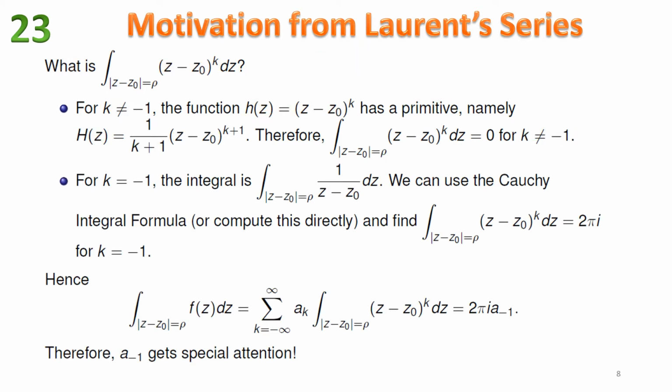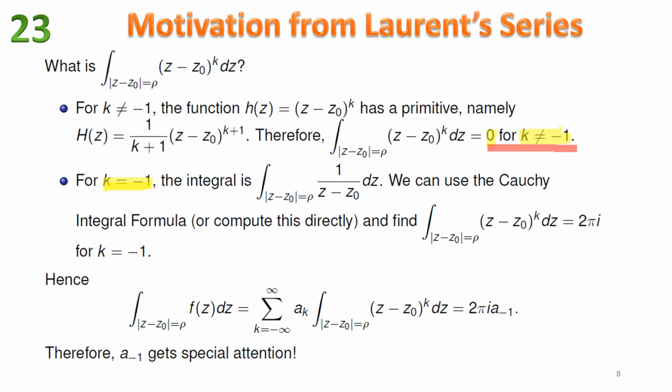Now we shall discuss the most interesting case in this example, that is when k is equal to minus 1. For all values of k not equal to minus 1, this integration has zero value. Mind this, it is very, very important. And the second important thing we are going to do: when k is equal to minus 1, this integration becomes the integration of 1 upon z minus z0 dz.